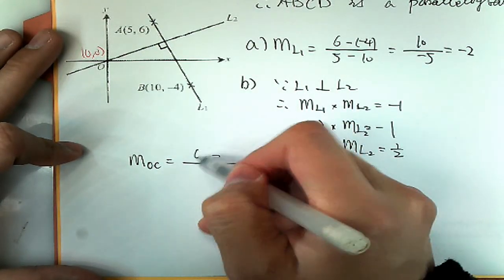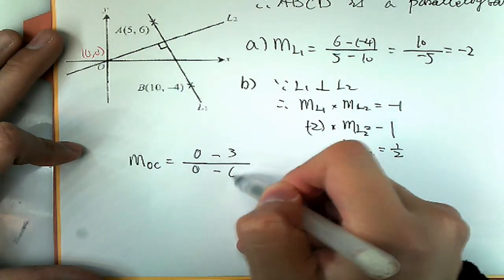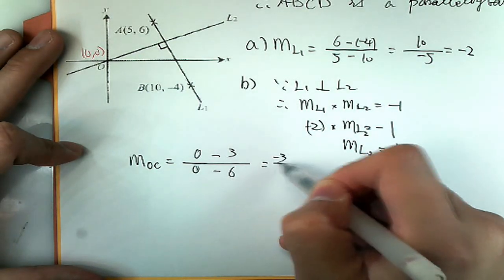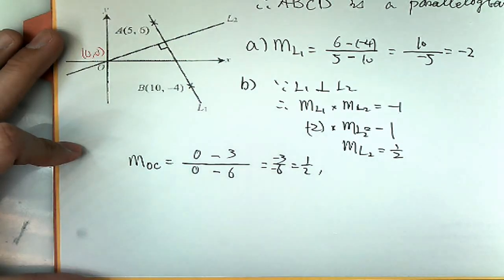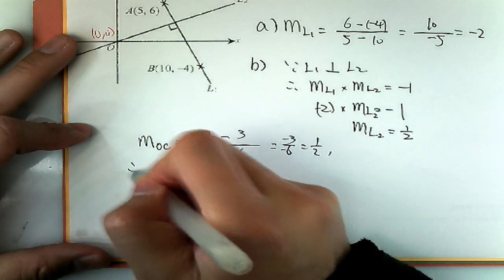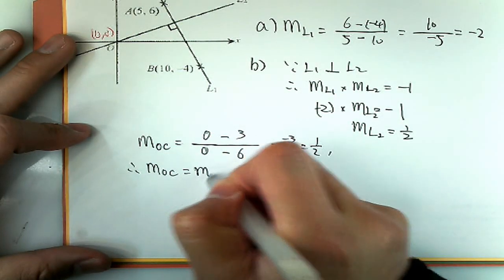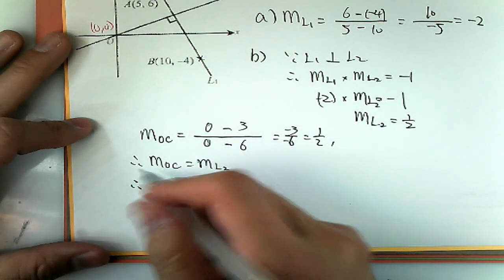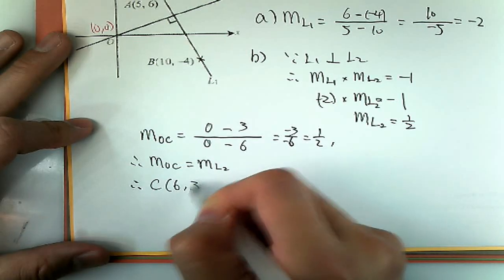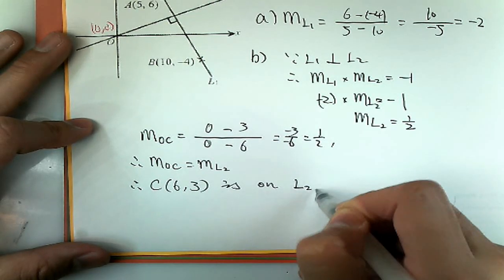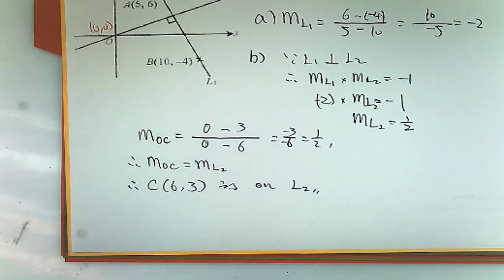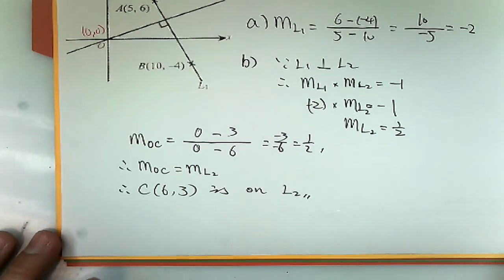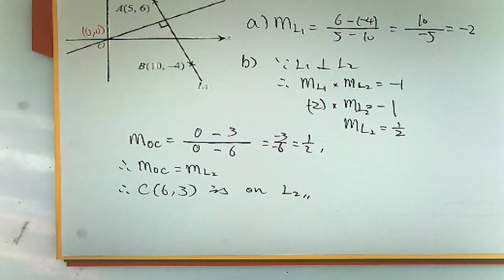Calculate this: minus minus, 0, 0, 3, 6. Oh, it equals 1 over 2, right? So you can conclude MOC equals ML2, exactly the same thing. So you can say that C, this point 6, 3, is on L2. Understand? So even though this is stage 2, I think it's not that difficult. So you can do the rest of stage 2.